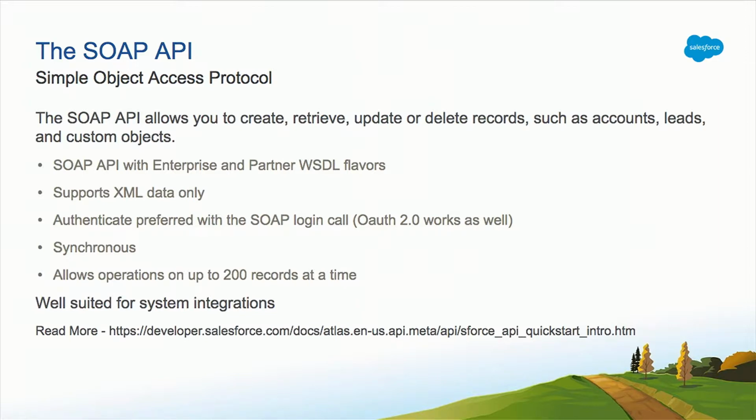You can authenticate with the SOAP login call. OAuth 2.0 tokens work as well, but that is the recommended approach. It's once again a synchronous API, and because of that, you're blocked, and you can work with up to 200 records at a time. Oftentimes we say this is well suited for system integrations and legacy systems where two systems are communicating with one another because of that locked-in time contract that I was mentioning before, the WSDL.